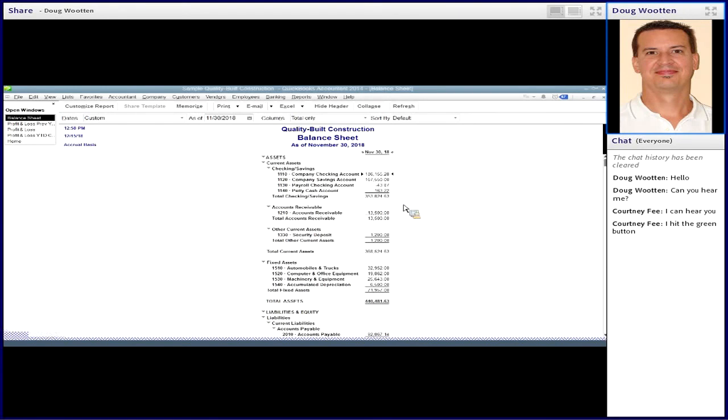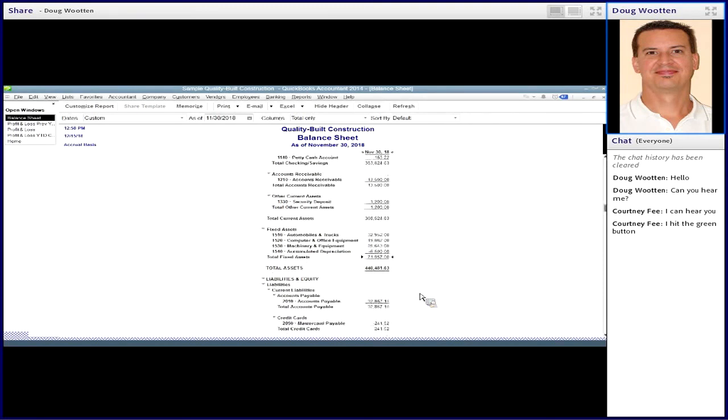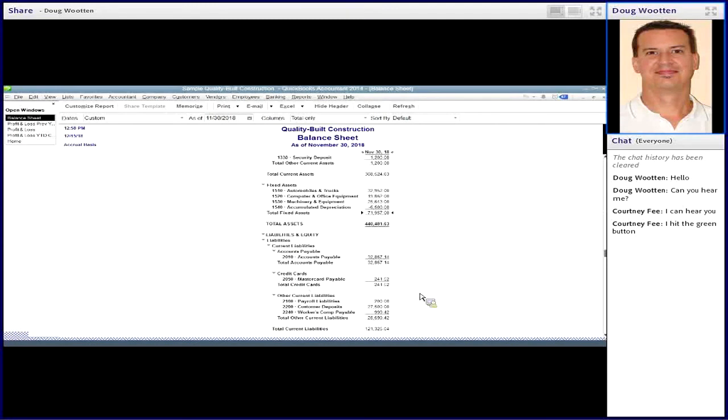Scroll down, see another negative number here under accumulated depreciation. Now that's completely legitimate. That accumulated depreciation should be a negative number, so every year that negative number becomes higher. Your fixed asset will typically stay the same based on what you purchased it as, but as you depreciate the value of that asset over time, this negative number becomes greater and greater, which means your total fixed assets will go down and down over the years unless you're buying new fixed assets.